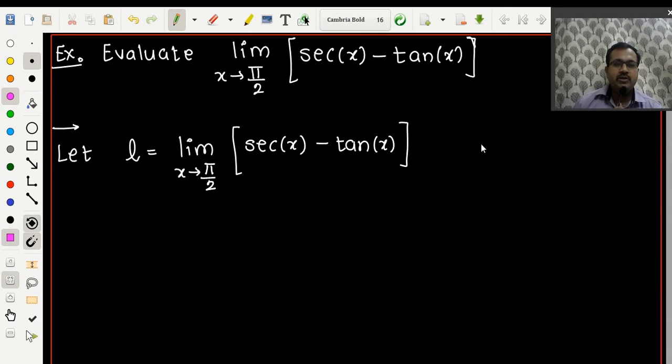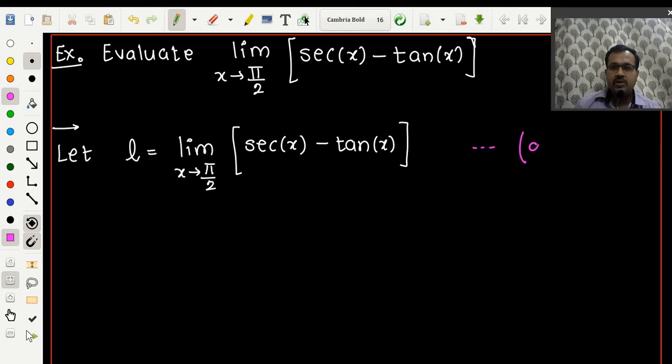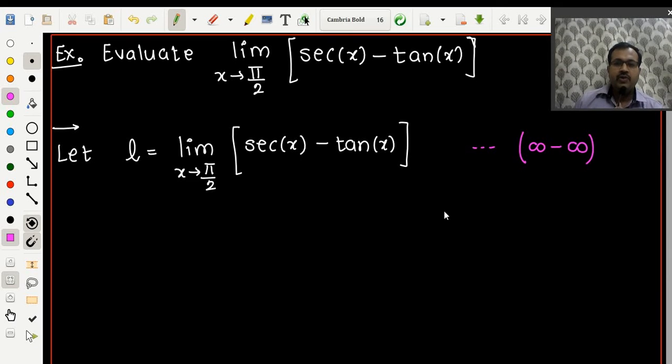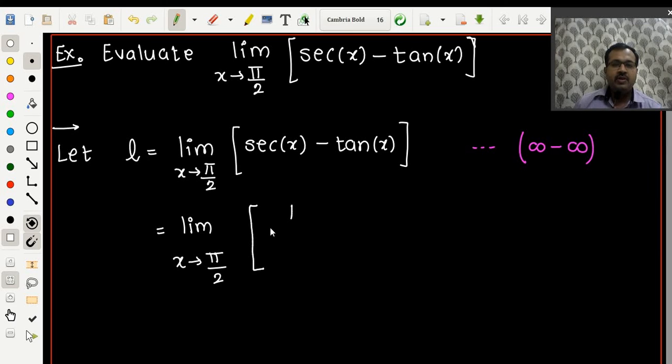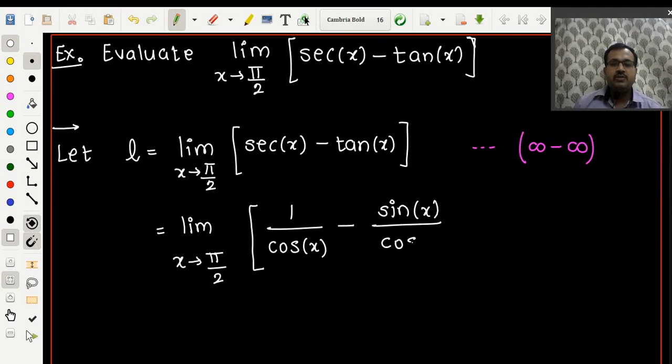If you substitute the limit here, sec pi by 2 is nothing but 1 upon cos pi by 2, and cos pi by 2 is 0. 1 upon 0 is nothing but infinity, minus tan pi by 2, which is infinity. So we are getting the indeterminate form infinity minus infinity. For simplifying this, we need to convert this function in 0 upon 0 or infinity upon infinity form. So we can rewrite sec x as 1 upon cos x and tan x as sin x upon cos x.